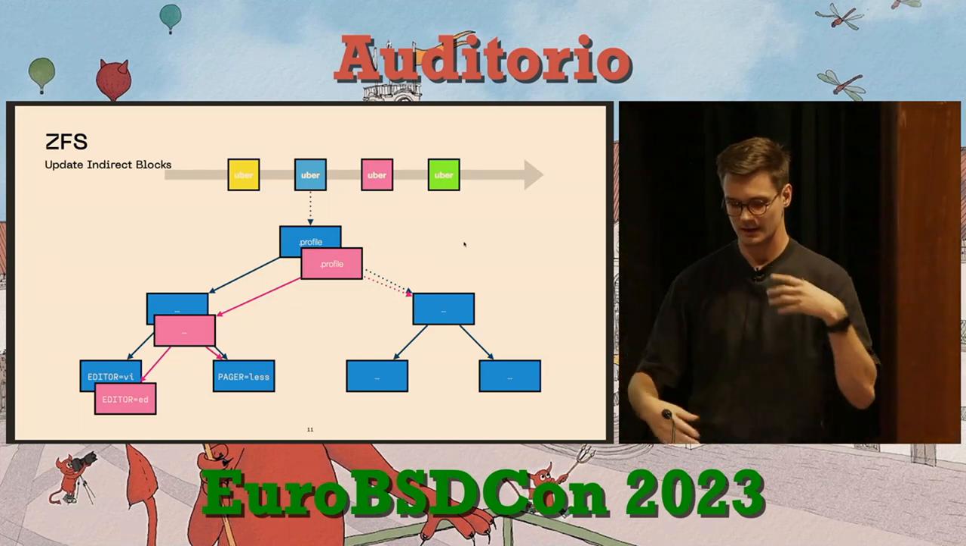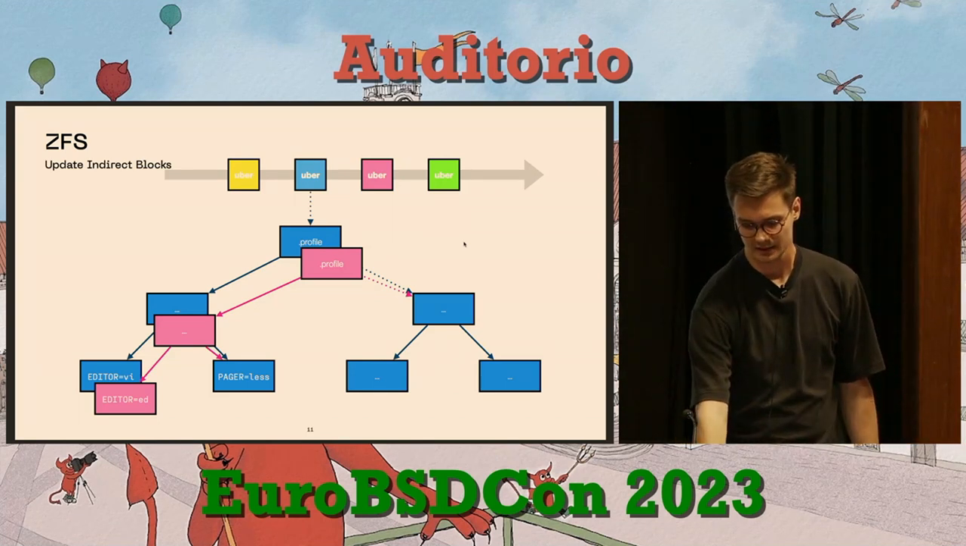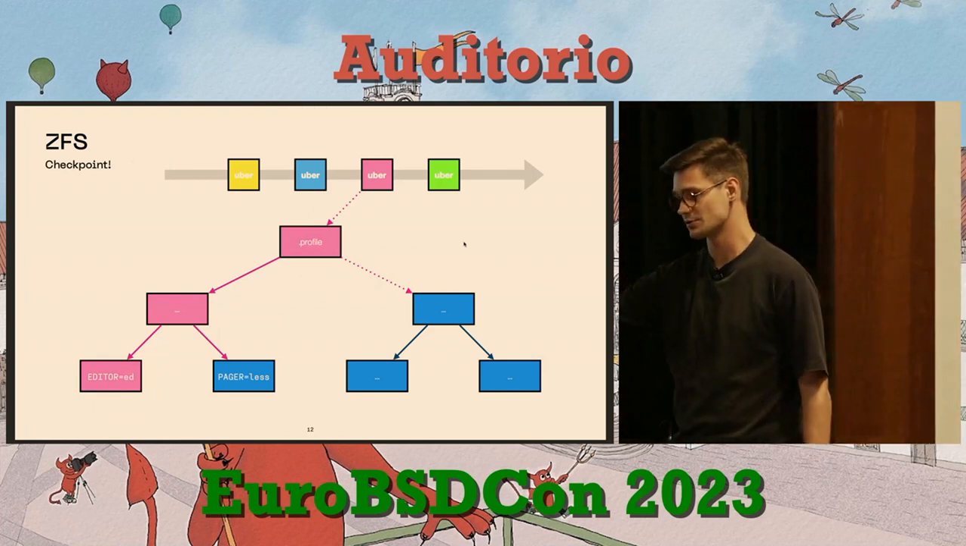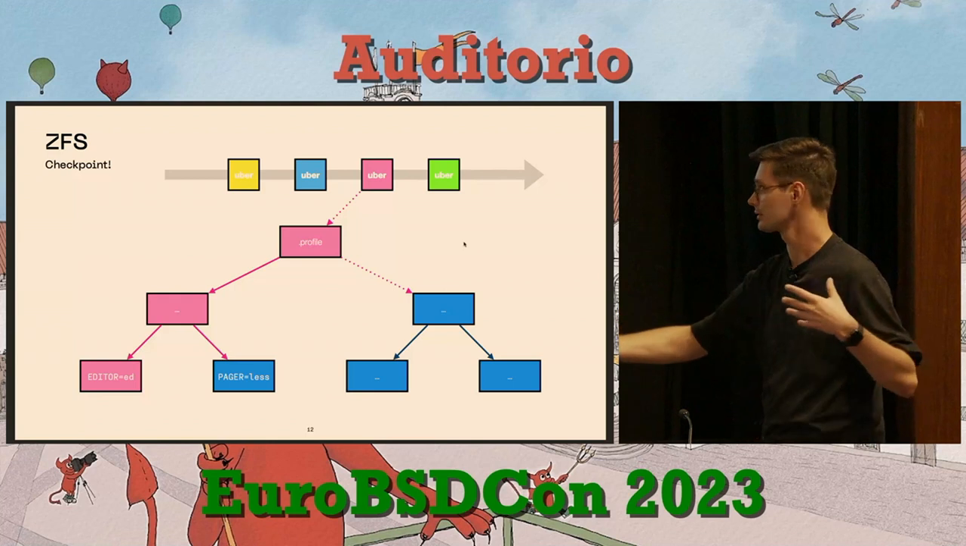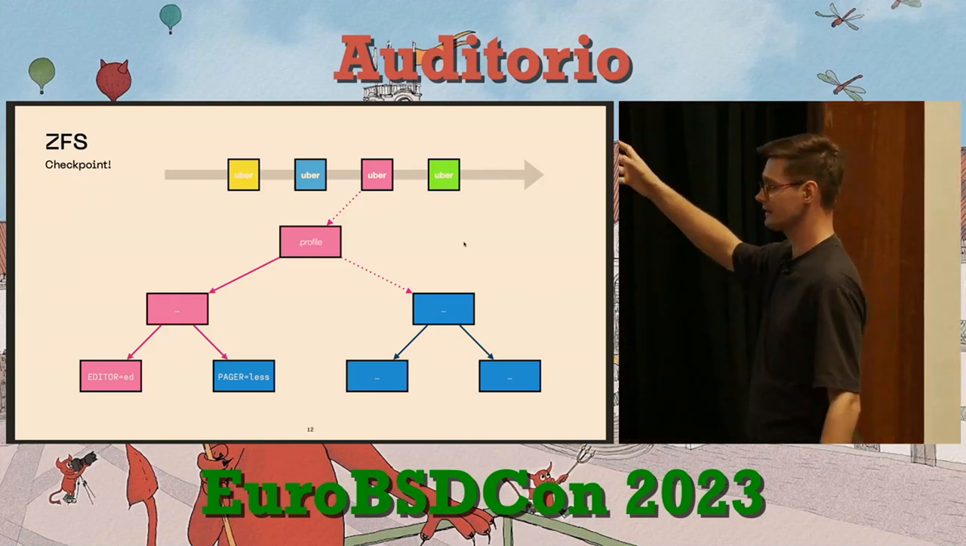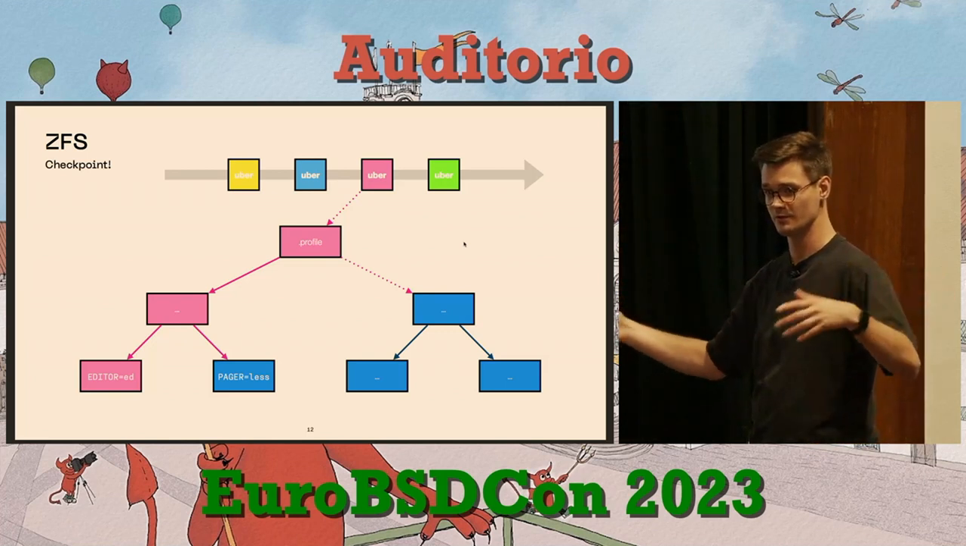And as you go up and prepare all those new blocks, what happens later is that when there is a checkpoint, you start pointing to the new blocks that you just created in this writing period, and the new uberblock gets activated. So from now on, you have a new tree with all the updated data.